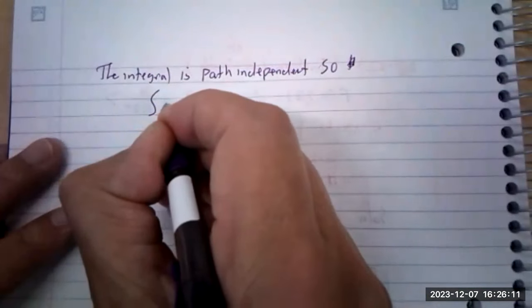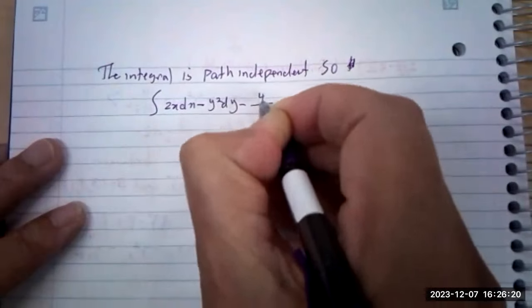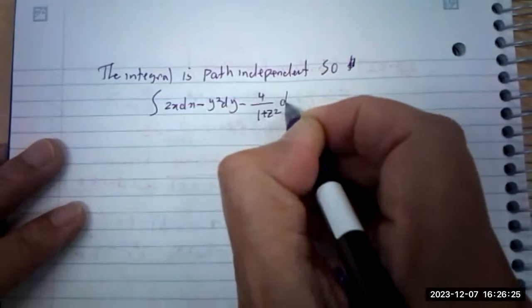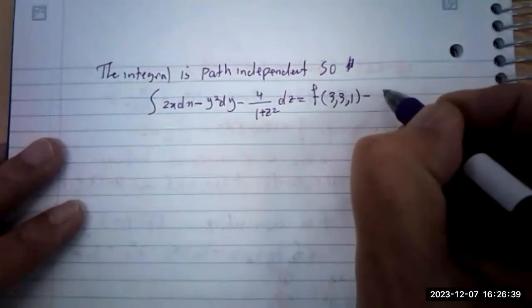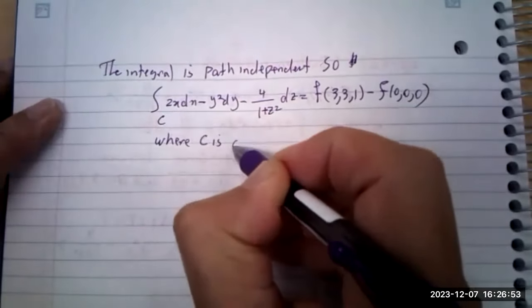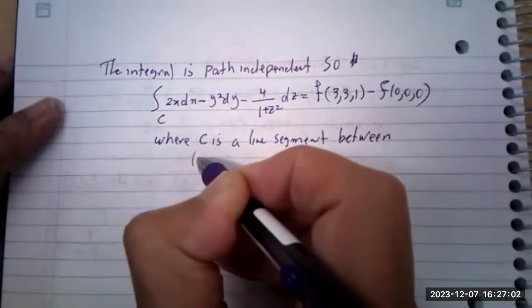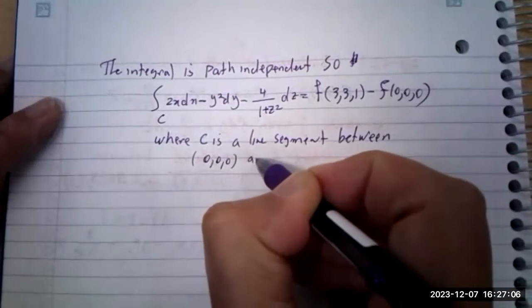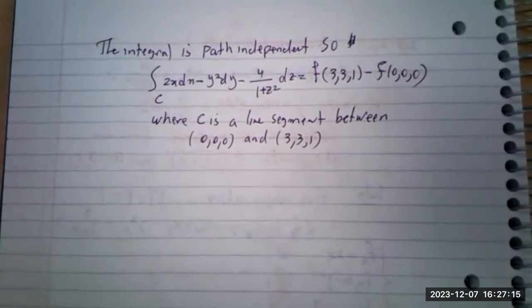So the integral of 2x dx minus y squared dy minus 4 over 1 plus z squared dz is simply f of the terminal point minus f of the initial point. It's going to be f of 3, 3, 1 minus f of 0, 0, 0. Since it's path independent, we pick C to be, if you like, a line segment between the point 0, 0, 0 and 3, 3, 1. If it's a straight line, it doesn't matter. Substitute these numbers, you get exactly the same one. The initial point would be the same.